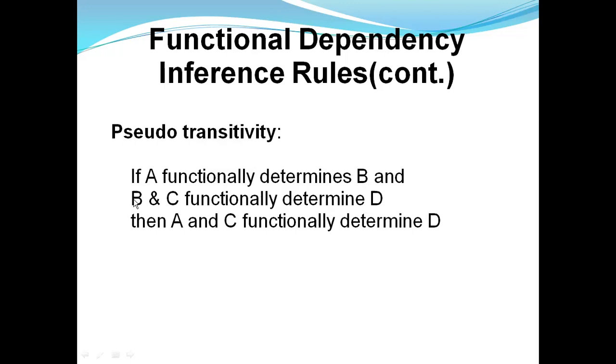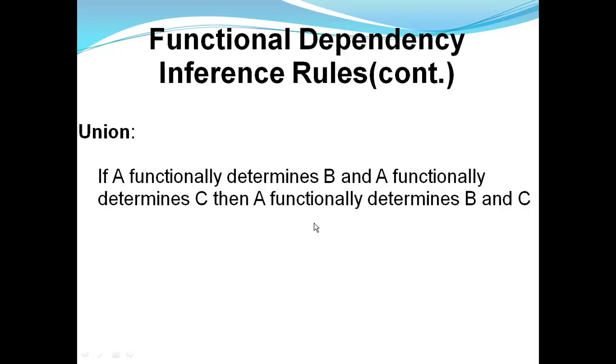Now, B is because of whom? Because of A. So A, together with C, can determine what? D. Because from A what do we get? B, and B and C determine D. So we can say that A and C also determine D. Clear? Yes. So after pseudo-transitivity, next, union.